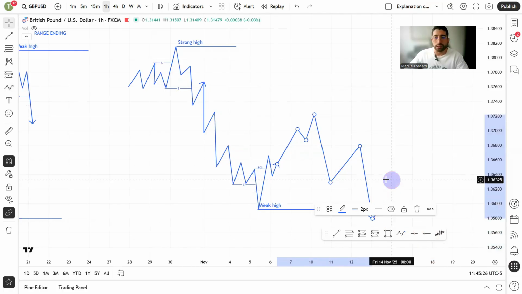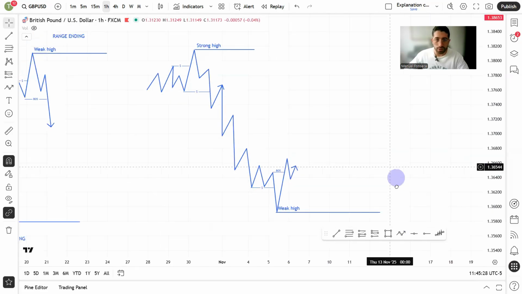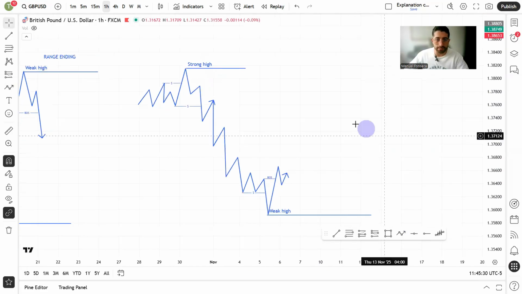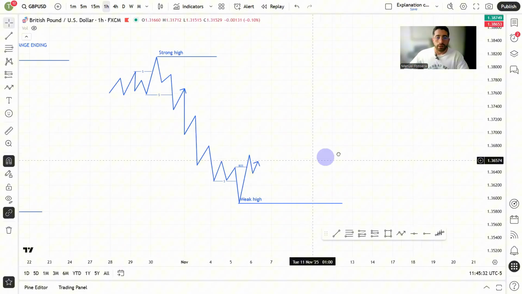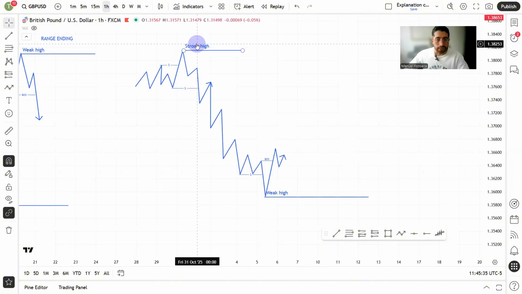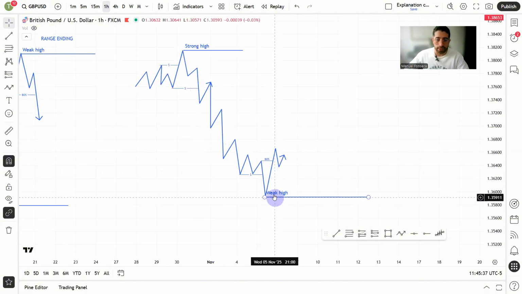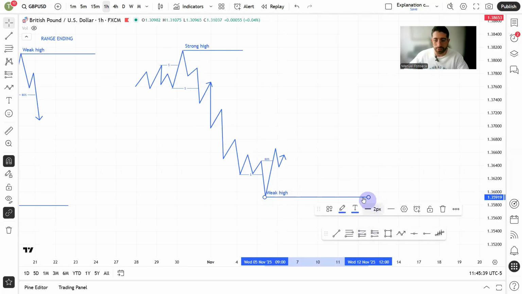So that's why we need to be very picky on understanding what is the real concept of a strong high and a strong low. Sorry, strong high or weak low. I put here weak high, sorry.